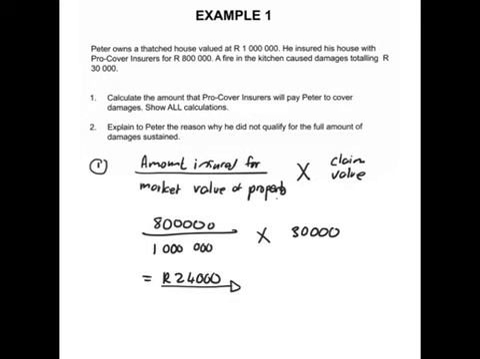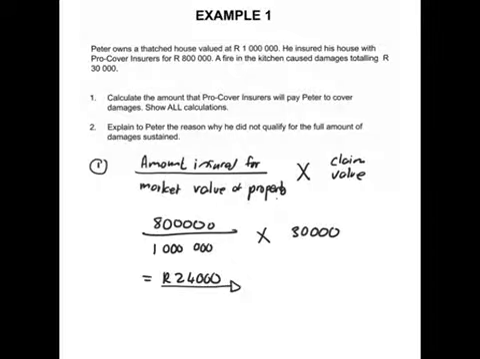So even though we have cover up to an amount of 800,000 Rand, that only means that in the event of us losing our entire thatched house, we will get 800,000 Rand. So we do the average clause calculation to see what we are going to receive. In this case, the damage was 30,000 Rand, but Peter is only going to receive 24,000 Rand for his claim.